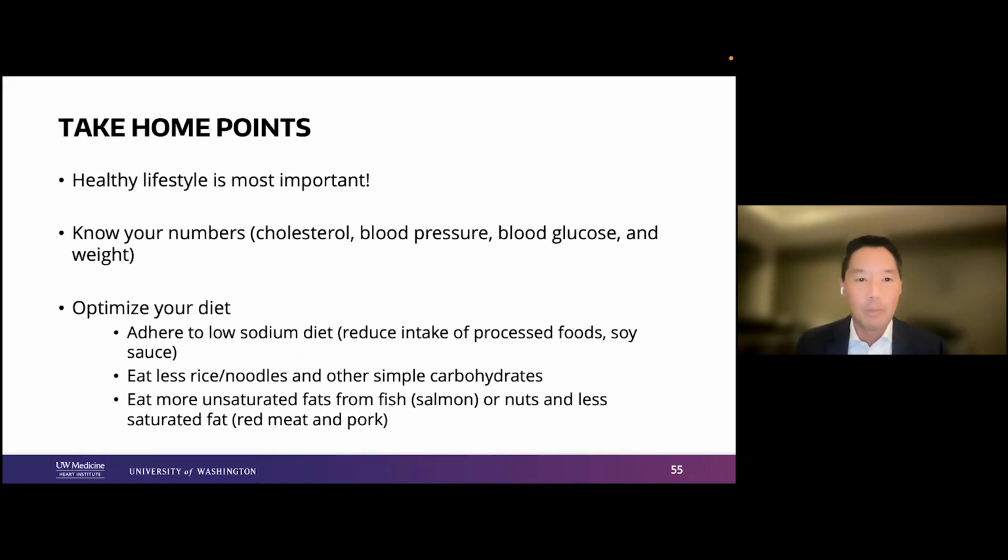Healthy lifestyle is the most important, right? So know your numbers, as I mentioned, and then what are dietary changes that you can make? Clearly, adhere to a low sodium diet, reduce intake of processed foods like soy sauce, eat less rice and noodles and other simple carbohydrates, eat more unsaturated fats from fish like salmon or nuts, and less saturated fat from red meat and pork.